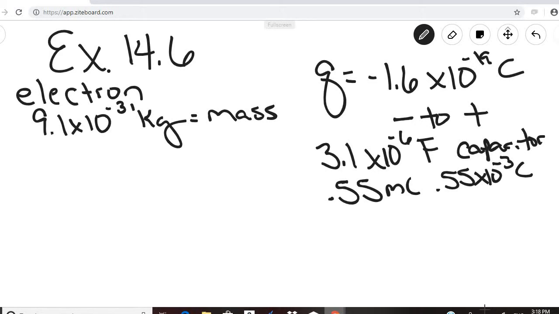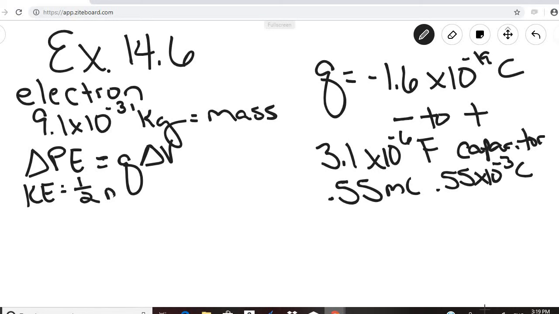Okay, so where do we start on this? We need to look at the energy that is involved in the system. And in order to determine the speed, we need to know the kinetic energy. So it's starting at rest, so there's going to be a change in potential energy. And we know that the change in potential energy is equal to Q delta V. What's it getting changed to? It's getting changed to kinetic energy. So then we could use kinetic energy is equal to 1/2 mv squared.